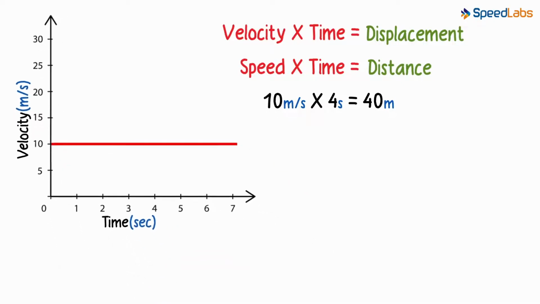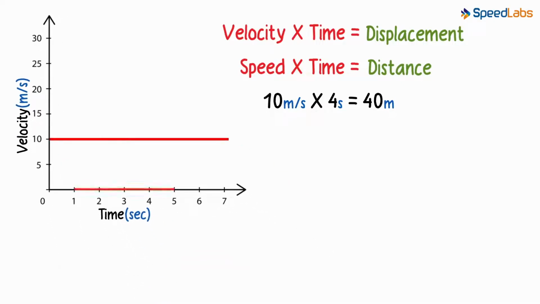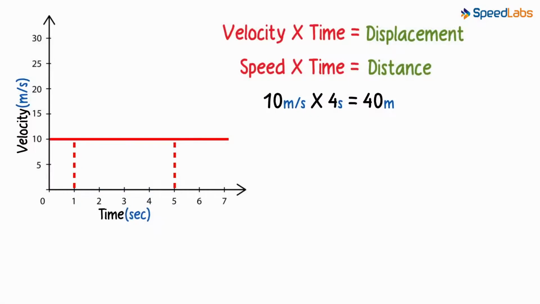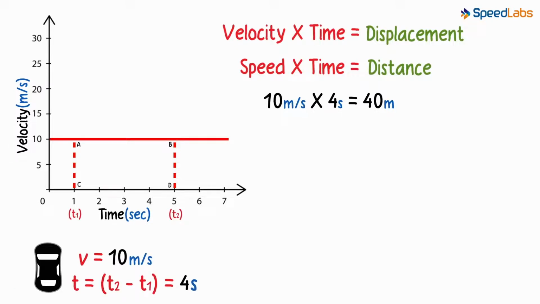Let us look at this graph again. Let's look at this area which covers 4 seconds and draw lines up to the plotted line. What we see here is a rectangle. Let the length on top be AB and the one at the bottom be CD. So we know that the velocity is constant at 10 meters per second. And here we can see that the time period we have chosen is 4 seconds. The displacement we calculated here was 10 meters per second times 4 seconds, which is 40 meters.